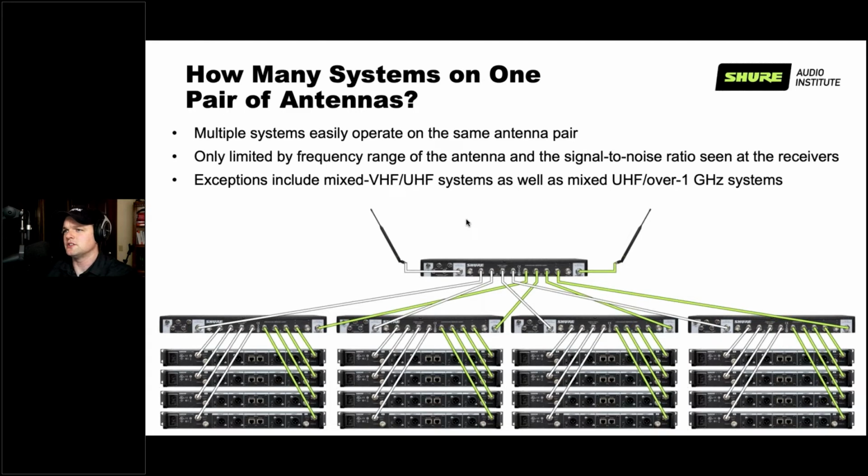Just looking at this diagram here, you have quite a few what look like ULXD quad receivers connected to a series of distribution systems. So what do we got? 4 times 4. Help me out. That's a lot of channels on just 2 antennas. So it can be done. Just don't go overboard with cascading these distros, because you can start adding noise into the system, and that can start to impact how your system works. So we usually just recommend cascading 1 additional system.